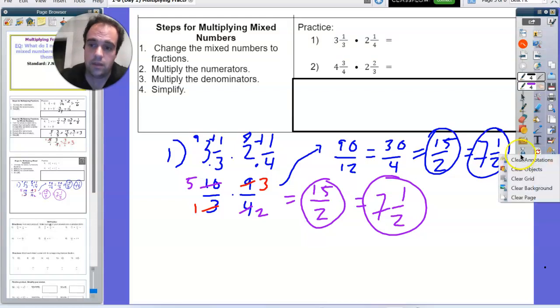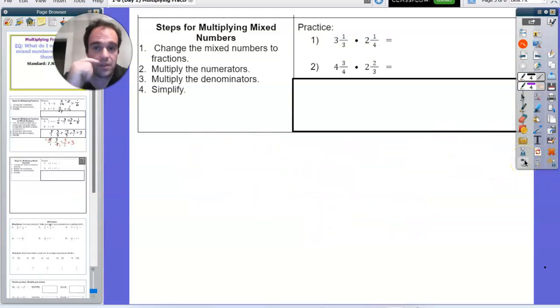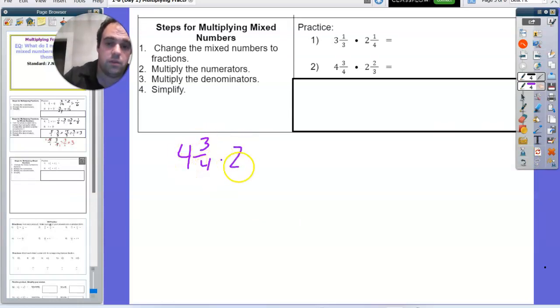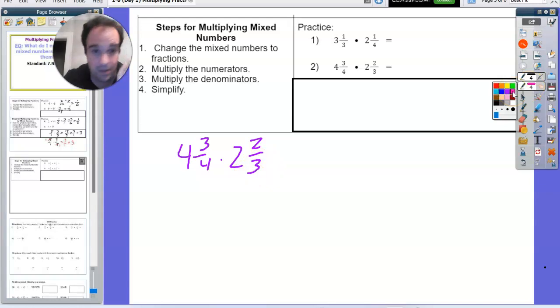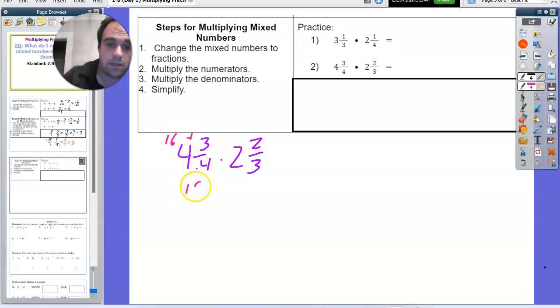Okay. Second problem on that sheet right there, we have 4 3/4 times 2 2/3. I'll do that here. 4 3/4 times 2 2/3. Again, first step needs to be going improper. Notice I'm not multiplying across yet. Those whole numbers are blocking the way. So 4 times 4 is 16. Plus 3 is 19/4. 2 times 3 here is 6. Plus 2 is 8/3.